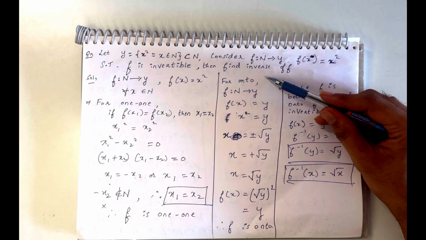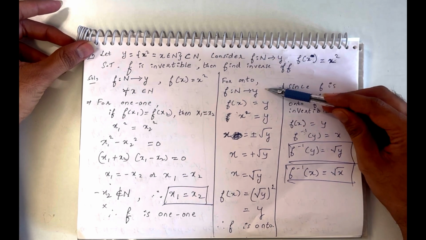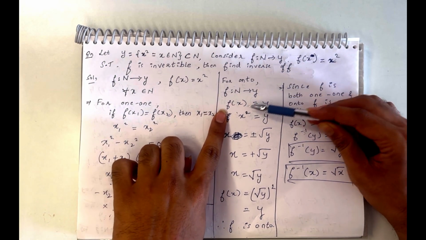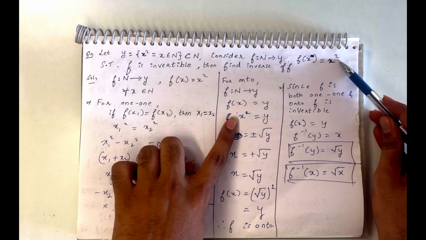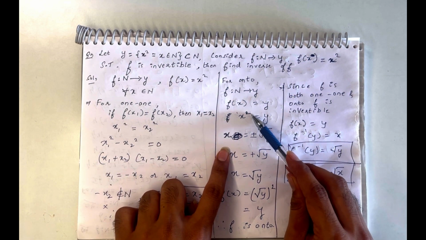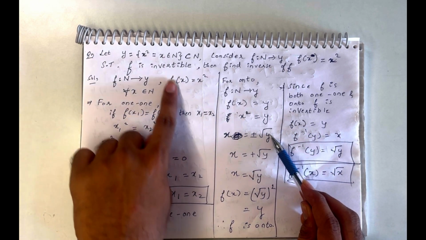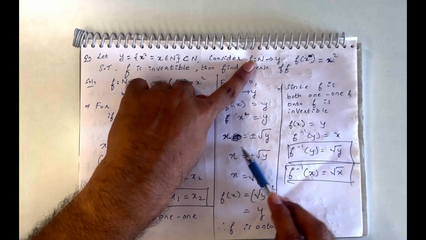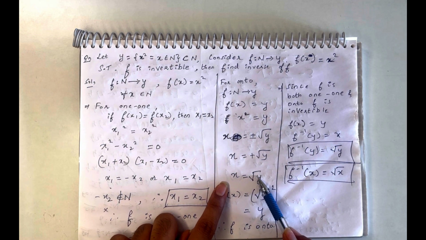Next, to check or verify for onto, f from N to Y, which is a part of the question, we should write what is a part of the question. And f(x) is equal to y. What is my f(x)? f(x) is already x square, I know. So x square is equal to y. Shift the square part to the other side, so x will be equal to plus or minus root y. And anyhow my domain starts from natural numbers, so negative is ignored. x is equal to plus root y.